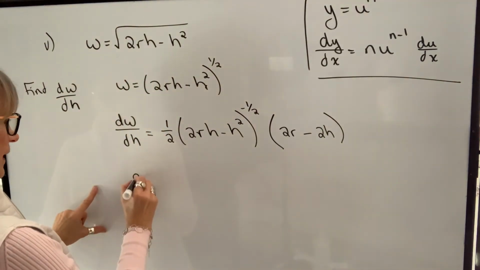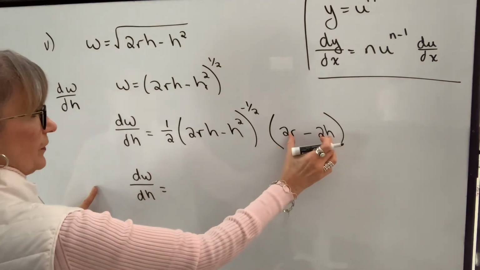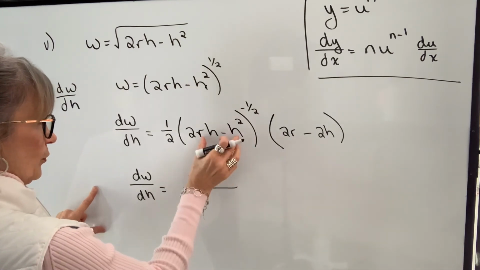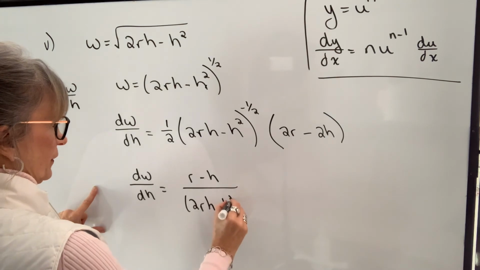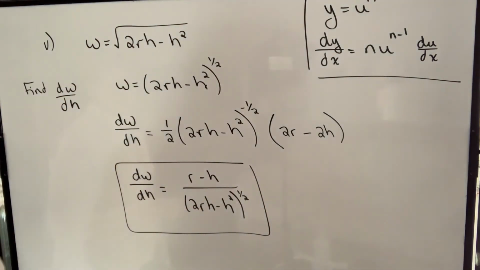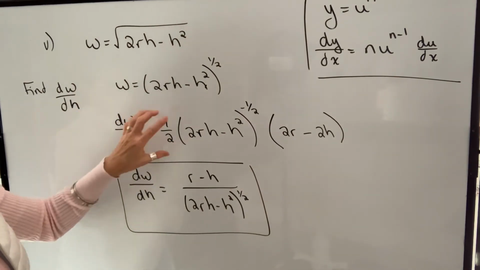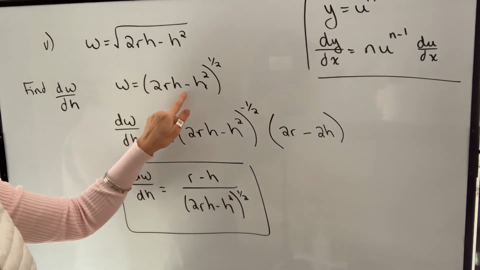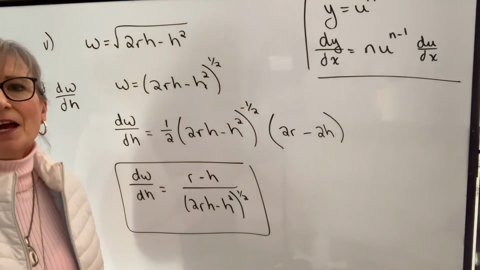Now I'll just simplify this. I will combine the 1/2 with this factor, which gives me r minus h, and then I'll move this factor to the denominator so that I have a positive exponent. So the derivative changes depending on what you're differentiating with respect to. The first part is the same, but it's the second part when you actually get in and differentiate the function inside that you have to be paying attention to what's constant and what's a variable.